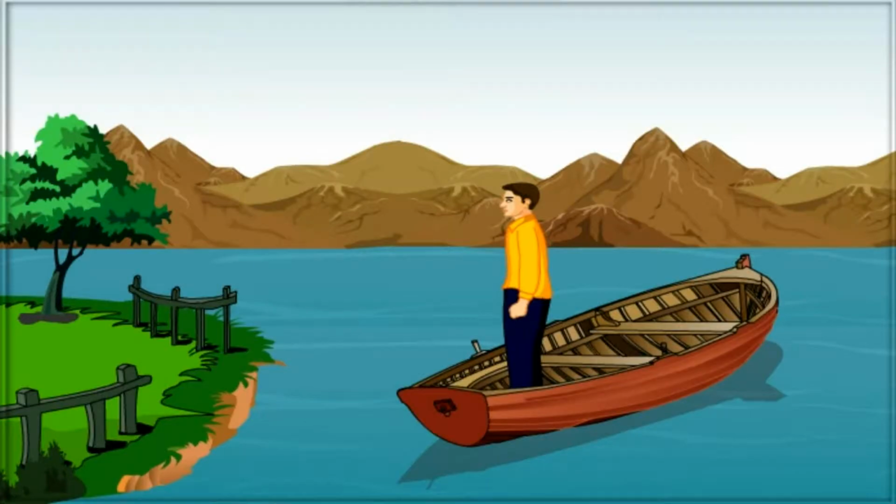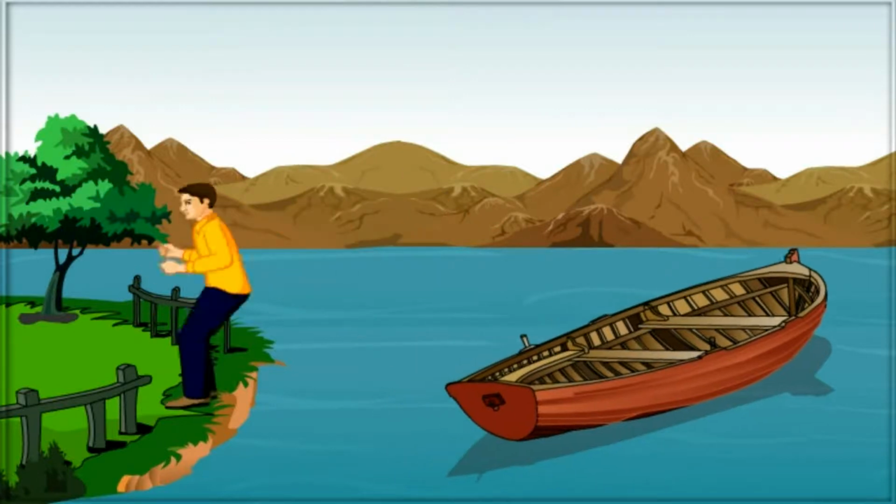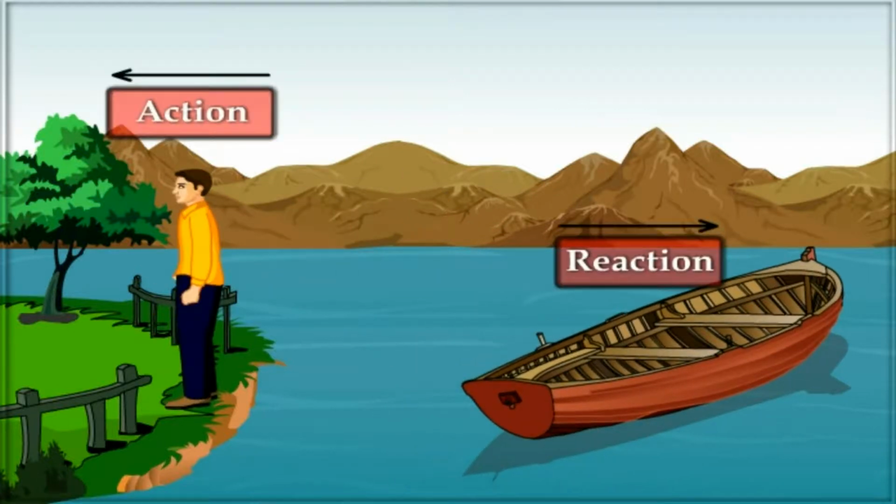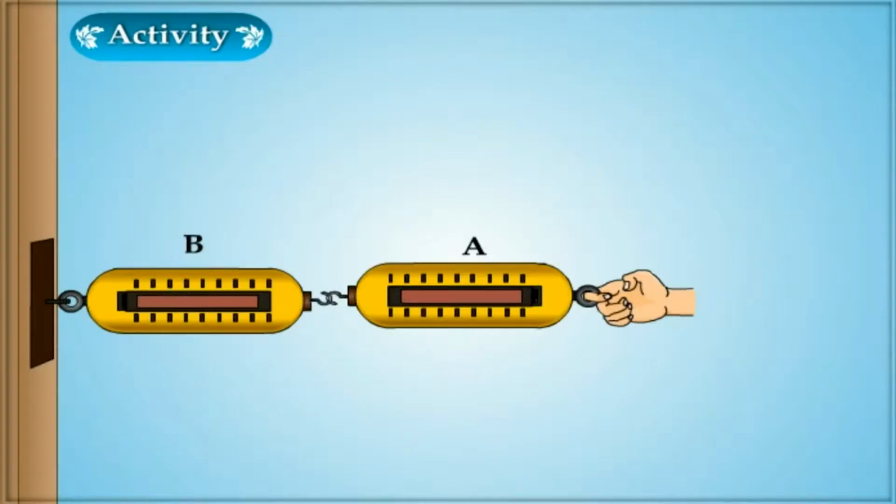One more illustration of the third law of motion is when a sailor jumps out of a rowing boat, the boat moves backward. Now let us perform an activity to understand the action and reaction forces.